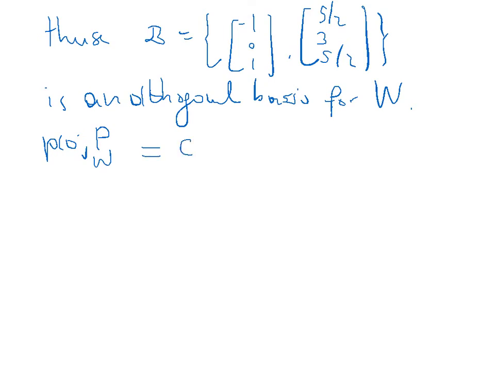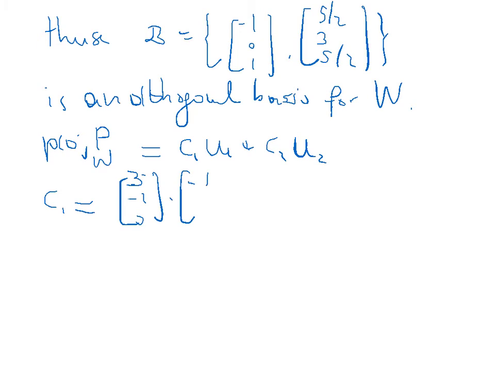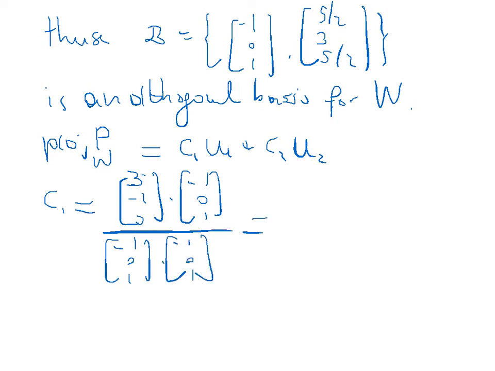So this is going to be equal to C1 u1 plus C2 u2, where C1 will be given by what? C1 will be given by the point, which in my case is (3, -1, 0), dot product with the vector (-1, 0, 1), divided by the vector (-1, 0, 1) multiplied by itself, so it will be the norm squared. When we do the calculations, we get negative 3 in the numerator, and the denominator is just 2, so it's negative 3 halves.